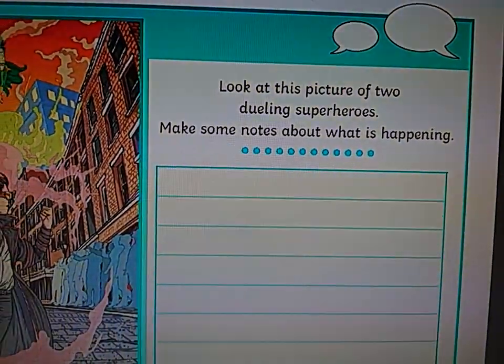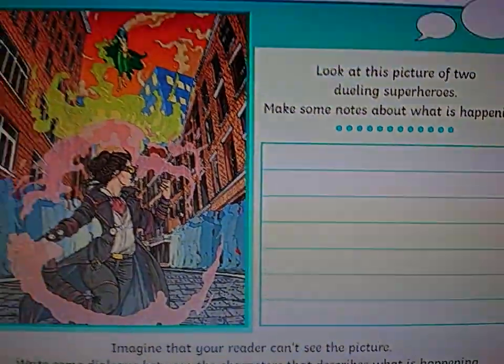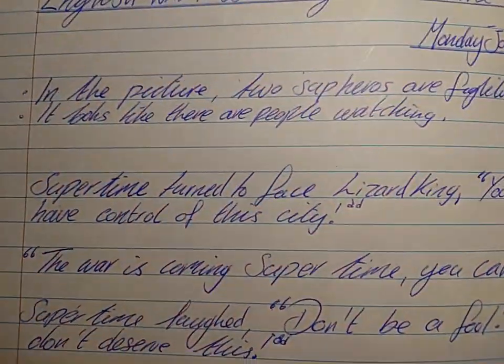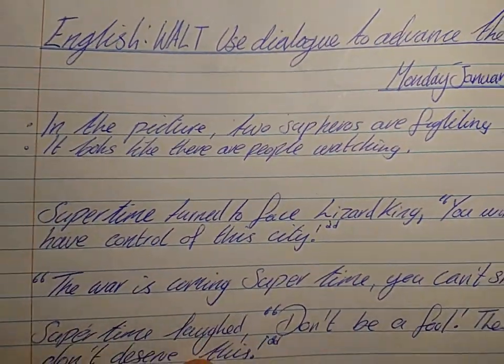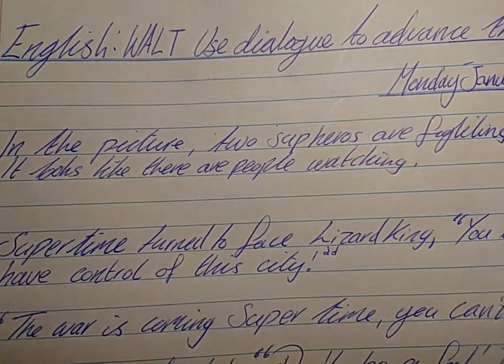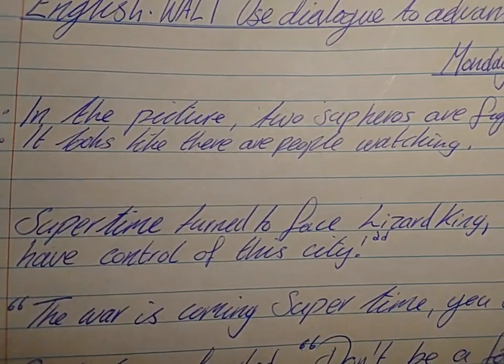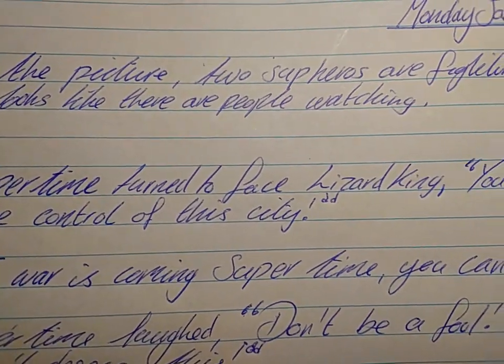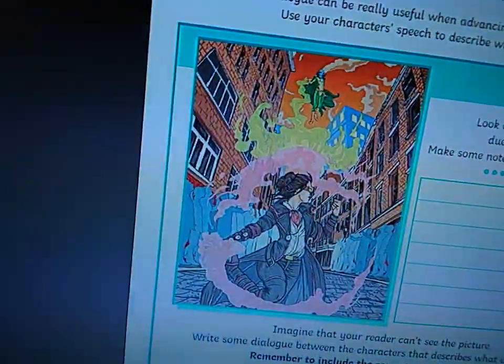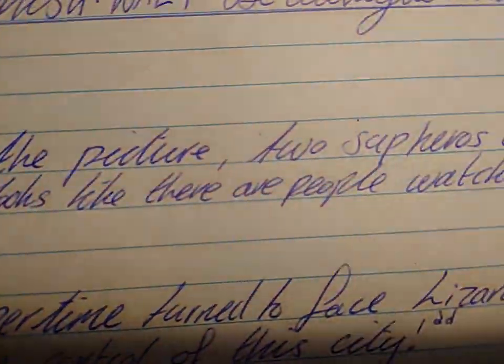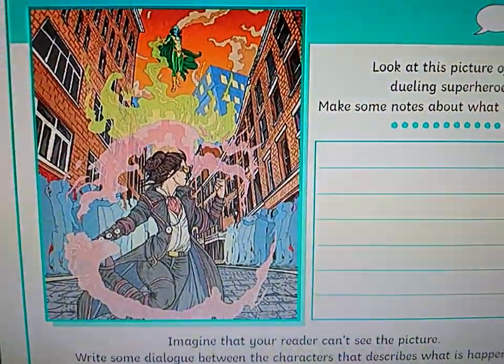Make some notes about what's happening. So all you need to do is you can use bullet points really. I've done some here. It's just make some bullet points about what's going on. I've just written 2. I would like you to write at least 4. In the picture, 2 superheroes are fighting. Yeah, you can see one there and one there. It looks like there are people watching. Yeah, if you look there, there are kind of shadows of people there. I'm sure you can think of lots more.